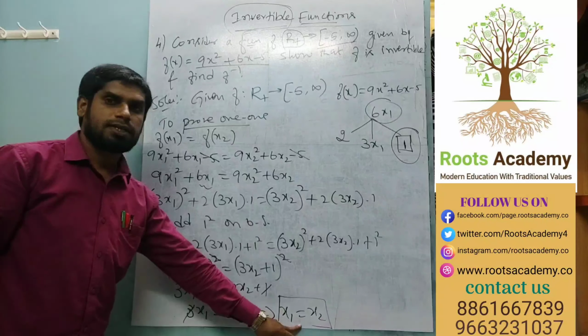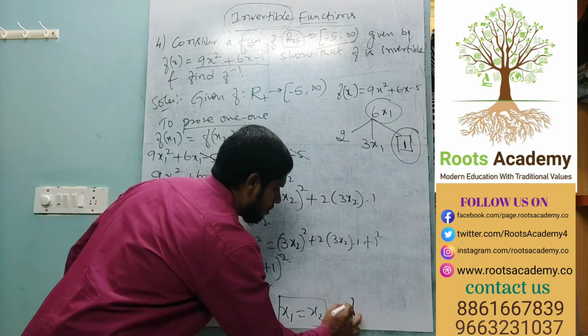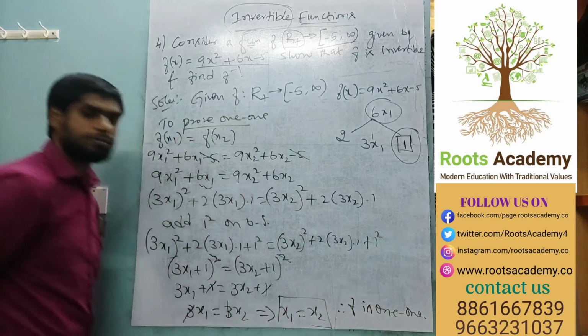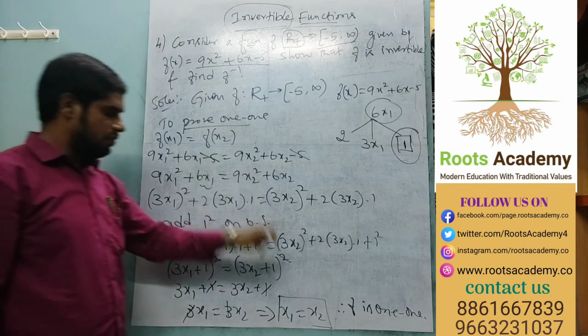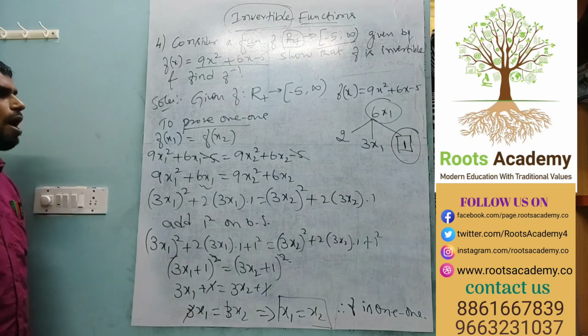With this we can say that the function is one-one. Therefore f is one-one, because the condition is f of x1 is equal to f of x2, and finally we proved x1 is equal to x2, hence it is one-one.